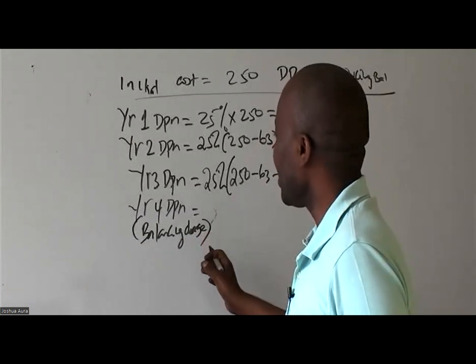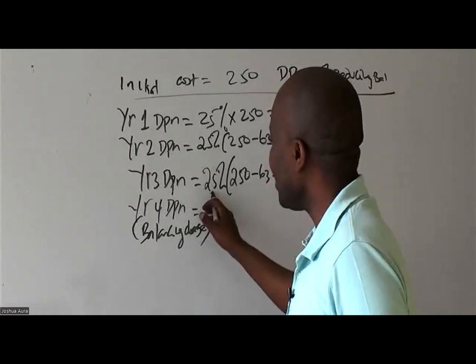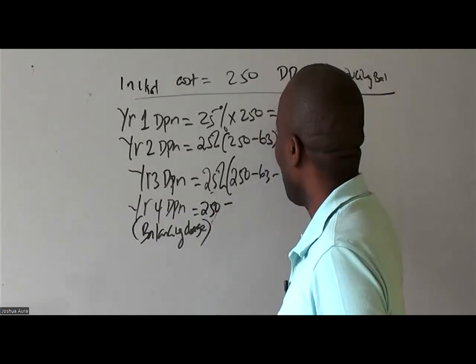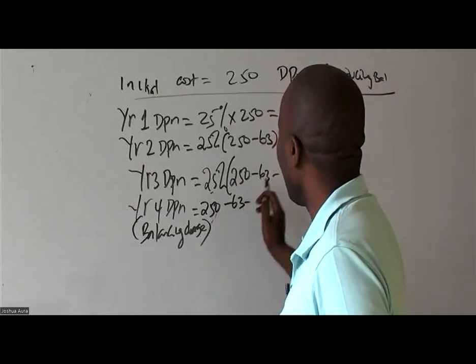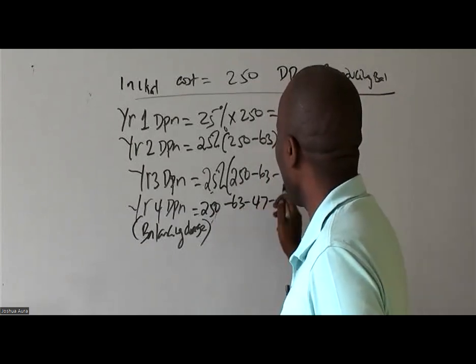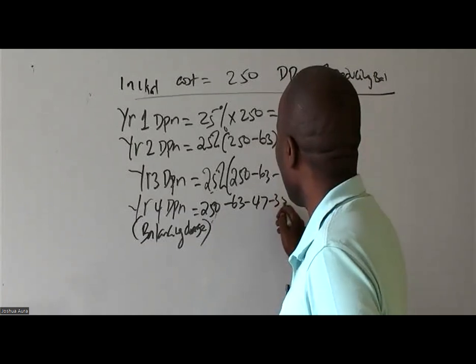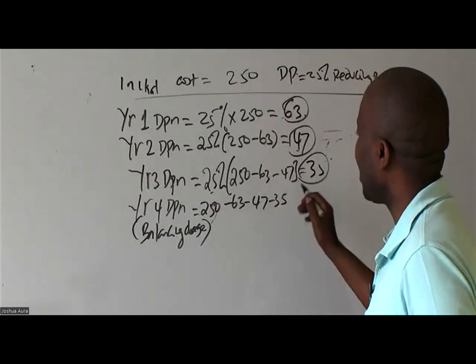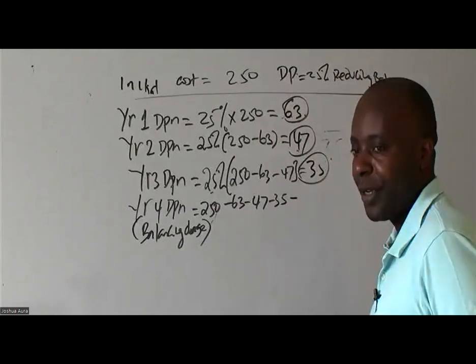And there are two ways. The very best, don't apply percentage. Pick 250 where you began from. You lost 63 in year 1. You've lost 47 in year 2. You've lost 35 in year 3. And then because you never use the percentage normal to cram this, we come and subtract the scrap value.